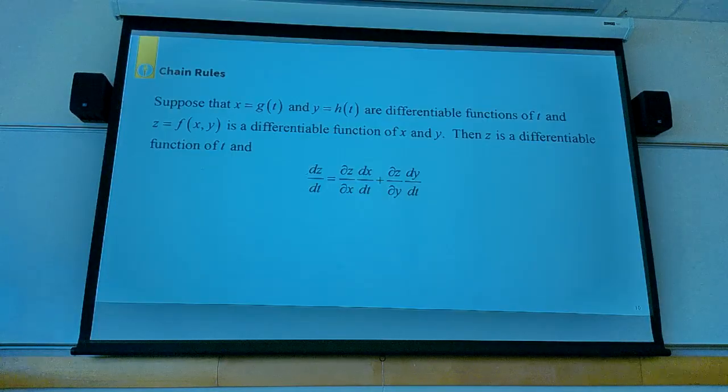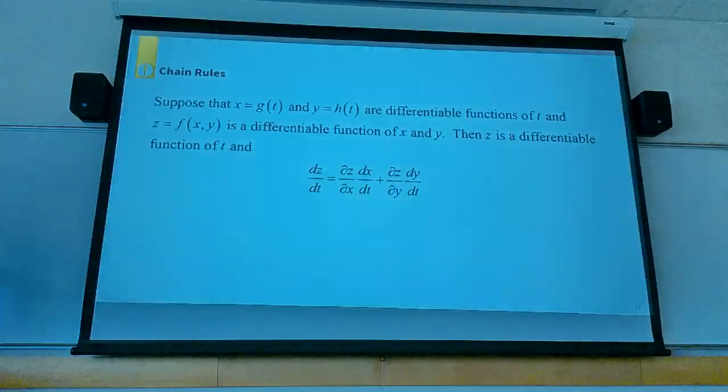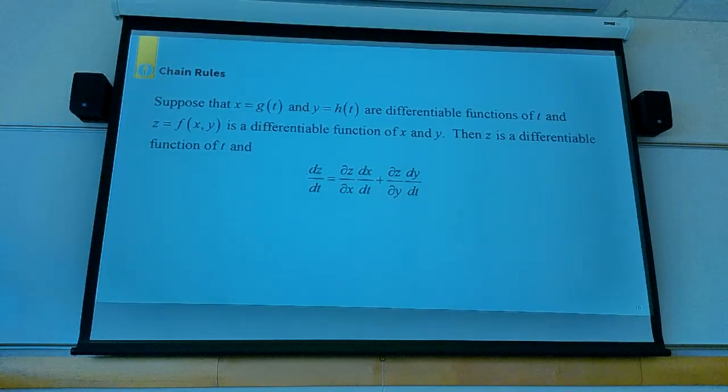dz dt is partial z partial x times dx dt plus partial z partial y times dy dt.